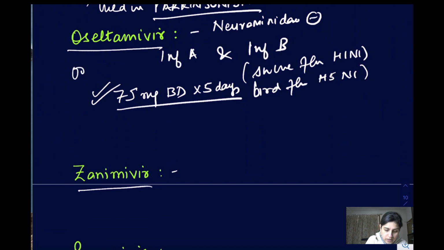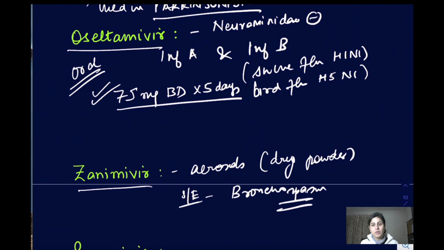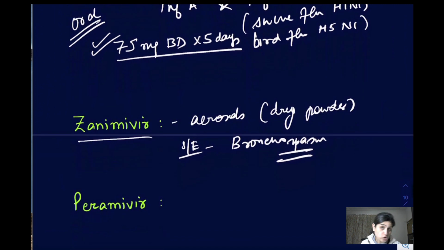so it is given by aerosols. Inhalation, and it is available as a dry powder. Its major side effect, because of this inhalation, is bronchospasm. It causes bronchospasm. That's one problem with this drug. Never give it to COPD or asthma patients.